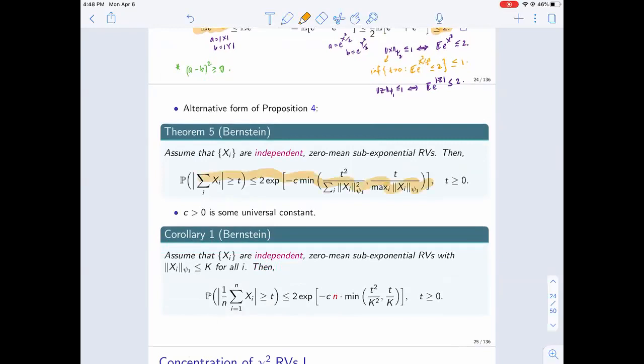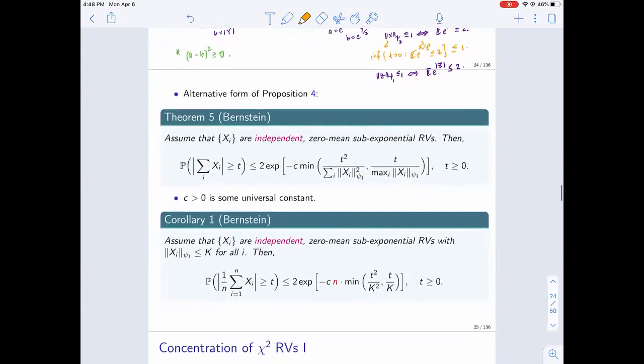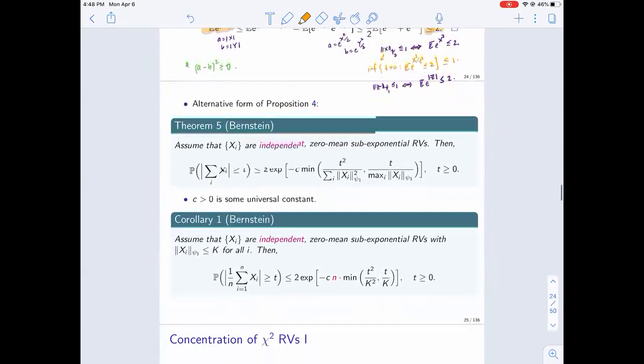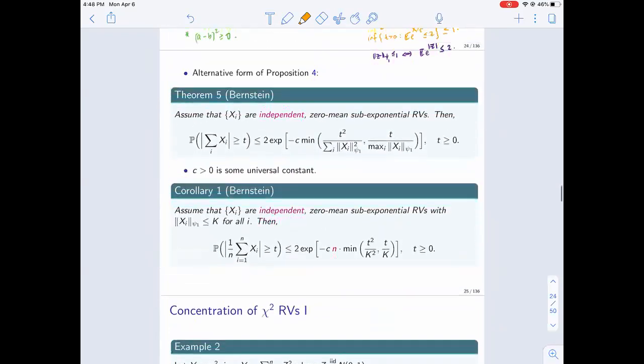That's another version, where I replaced both alpha i and nu i with the psi 1 norm. And that's how your book states the Bernstein. So that's a restatement of the tail bound that we got, in terms of the psi 1 or sub-exponential norm. And the other version is a modification where you have a bound on all the psi 1 norms. It simplifies. I'm going to come back and talk about this a little bit. But that's as far as sub-exponentiality goes, and next time we'll talk about the examples.